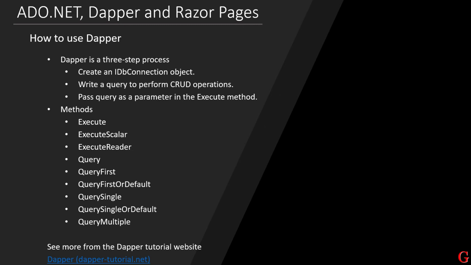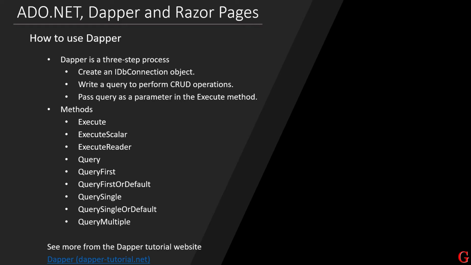Dapper is a 3-step process. First you create an IDB connection object, then you write a query to perform create, read, update and delete operations, and finally you pass the query as a parameter in the execute method.